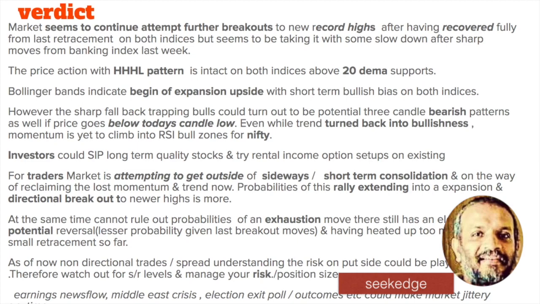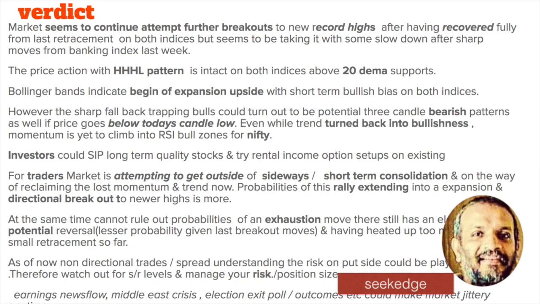The sharp fallback the other day, profit booking at 50,000 in Bank Nifty, sharp moves and sharp reversals, and some kind of resistance at the 22,700 zone before 23,000 in the case of Nifty is something to be cautious about. But if the price moves below today's candle low, then we may be heading to some troublesome retracement, maybe due before the market reaches all-time highs.